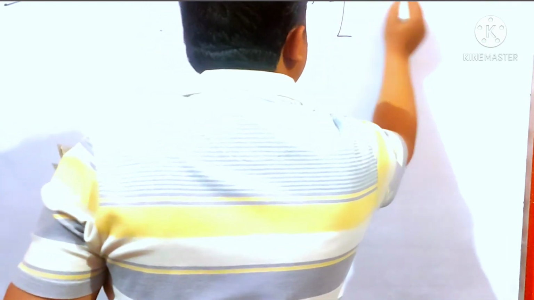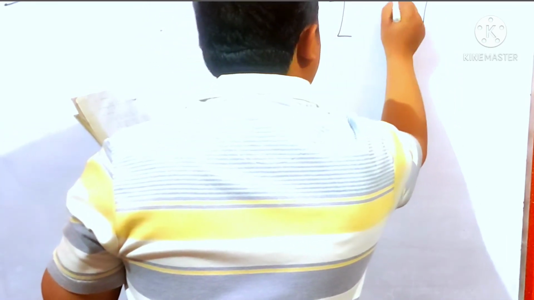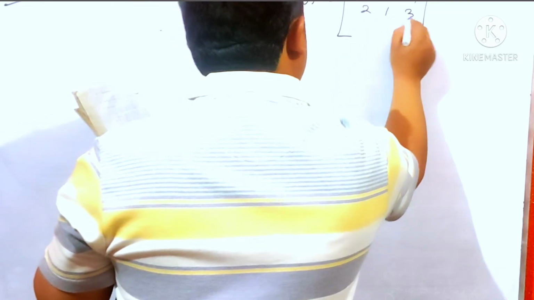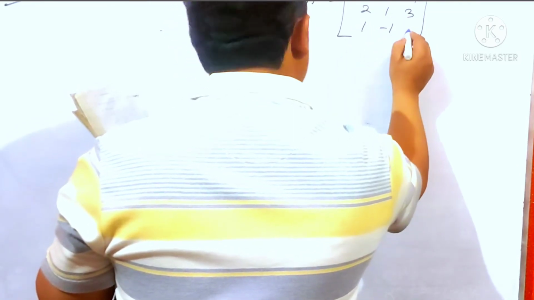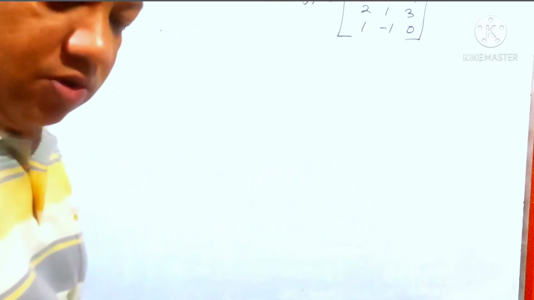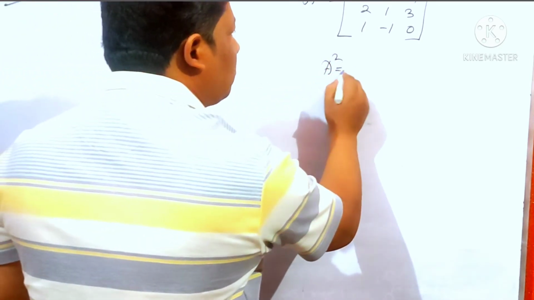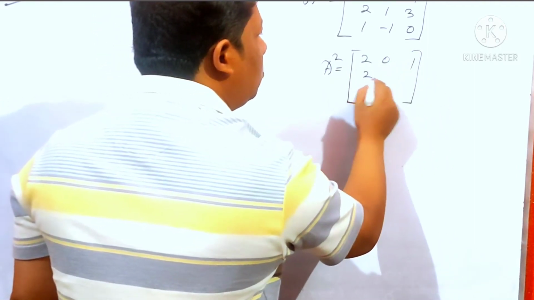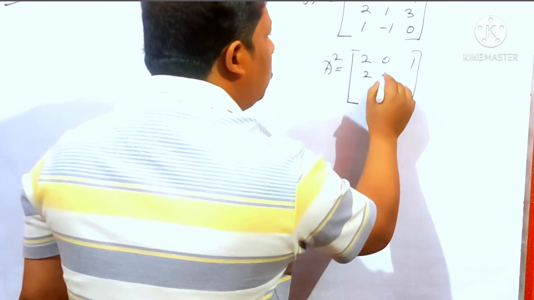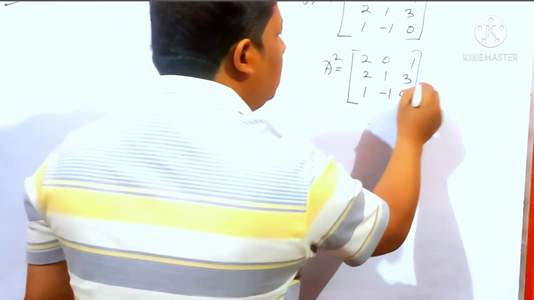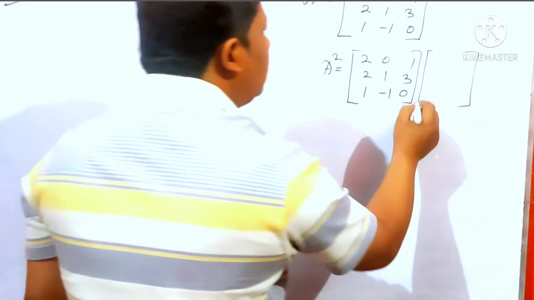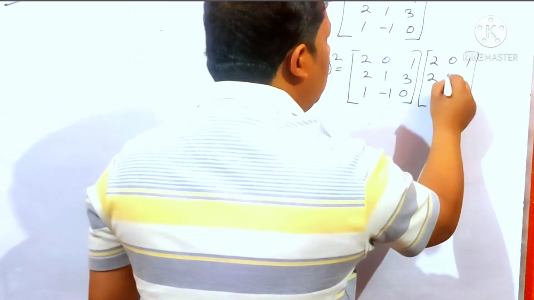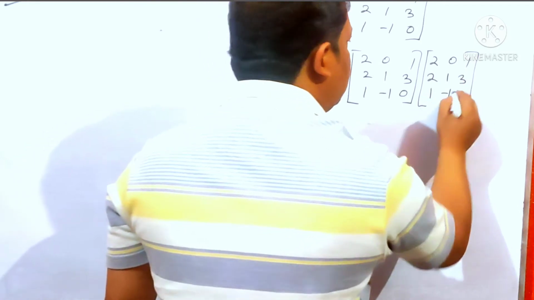Here A is given as 2 0 1, 2 1 3, and 1 minus 1 0. At first you have to find A squared minus 5A plus 6I. That means at first you have to find A squared. A squared means A into A. A is given by 2 0 1, 2 1 3, 1 minus 1 0, again multiplied by A, which is 2 0 1, 2 1 3, 1 minus 1 0.